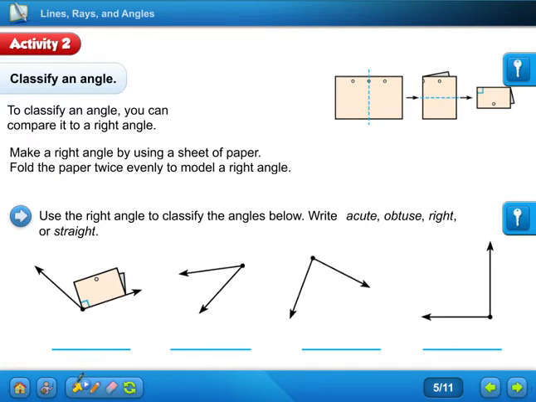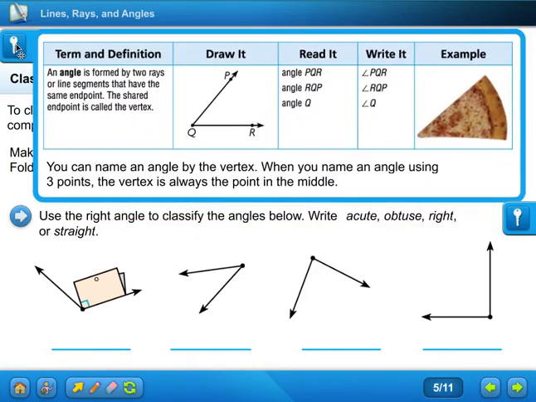For the next one, we have to learn some more vocabulary. We're going to learn about angles. An angle is formed by two rays or line segments that have the same endpoint. The shared endpoint is called the vertices. I always remember that. Vertices has that V in it, and it kind of looks like a V right here. V, vertices. So they're talking about that point right there.